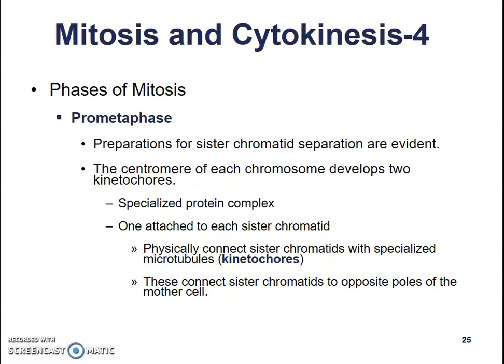Our next phase is prometaphase. Some textbooks don't make a distinction, they just lump this in with prophase. But our textbook does. This is when preparations for sister chromatid separation are evident. The centromere of each chromosome develops 2 kinetochores, which are specialized protein complexes, and that is where the microtubules will connect to be able to move those chromatids to opposite sides of the cell.